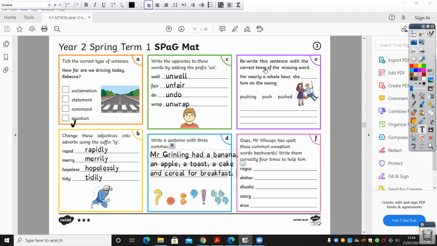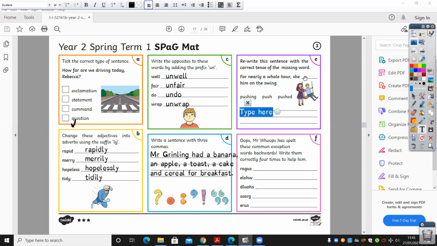Okay, question E. Rewrite this sentence with the correct tense of the missing word. Okay, so what is this sentence going to be? So at the moment it says, for nearly a whole hour, she, something, him on a swing. And then I've got 3 choices: pushing, push, or pushed. Which one would sound the best? For nearly a whole hour, she pushing him on a swing. That really doesn't sound right, does it?